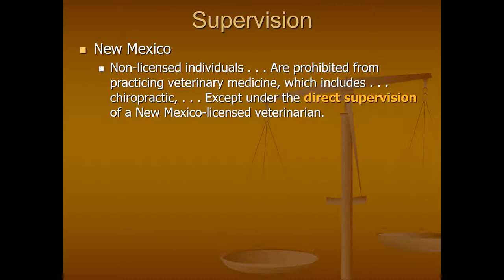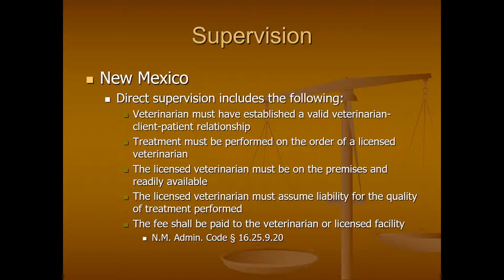New Mexico allows animal chiropractic only under the direct supervision of a licensed veterinarian. The regulation then goes on to define direct supervision. The veterinarian must have a valid veterinarian-client-patient relationship. Treatment must be performed on the order of a licensed veterinarian, and the veterinarian must be on the premises and readily available. And the veterinarian assumes liability for the quality of the treatment performed. And the last piece is the fee must be paid to the veterinarian.